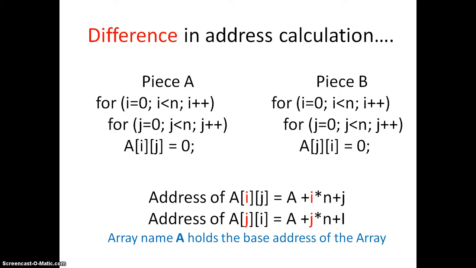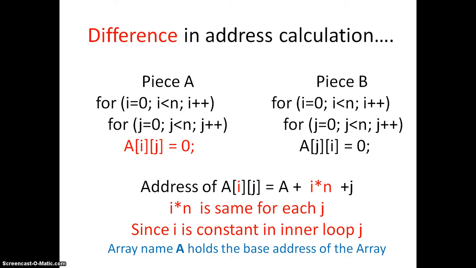And the way the address is calculated will be different. A[i][j] will be base address A plus i into n plus j, and A[j][i] will be base address A plus j into n plus i. Now, in the first piece of code, i is constant in the inner loop, so i into n will be the same for each inner loop. So only n times it is enough to calculate i into n.